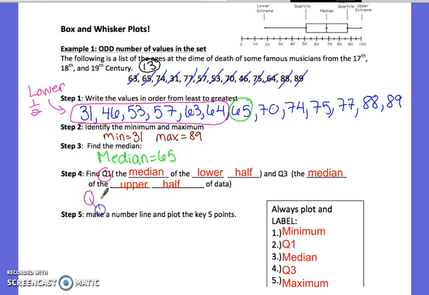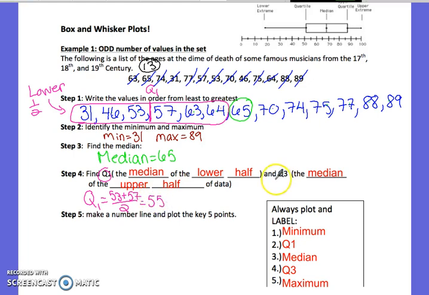So Q1 would equal, there's 1, 2, 3, 4, 5, 6. If I split that in 2, this would be Q1. I have to find the average between 53 and 57. So you'd have to do 53 plus 57 divided by 2. When you add them up and divide by 2, you're going to get 55.